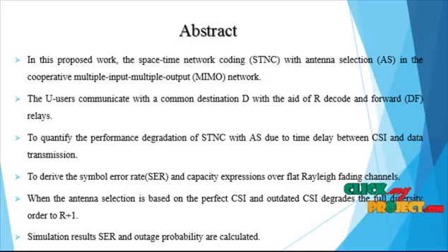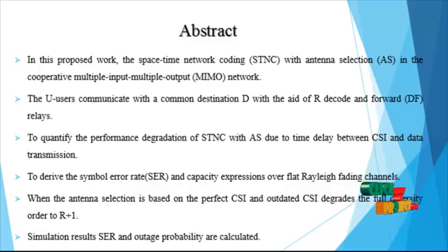In this network, the best transmit-receive antenna pair with the highest signal-to-noise ratio (SNR) is selected to perform signal transmission and reception over the user-destination and relay-destination links. To quantify the performance degradation of STNC with AS due to the time delay between instances of channel state information (CSI) estimation and data transmission, we derive the symbol error rate (SER) and capacity expressions over Rayleigh fading channels.